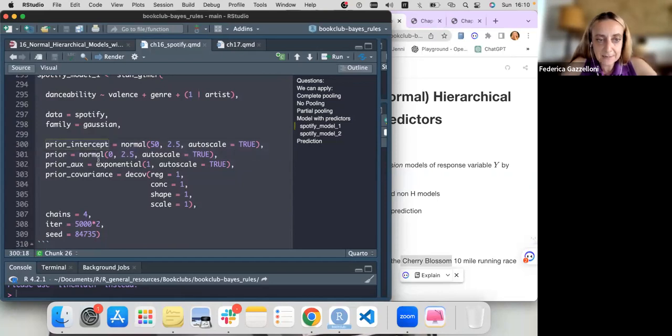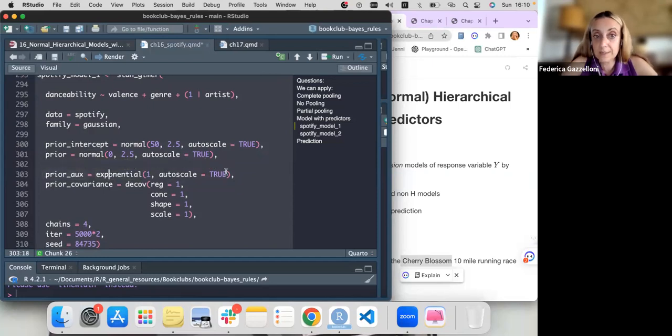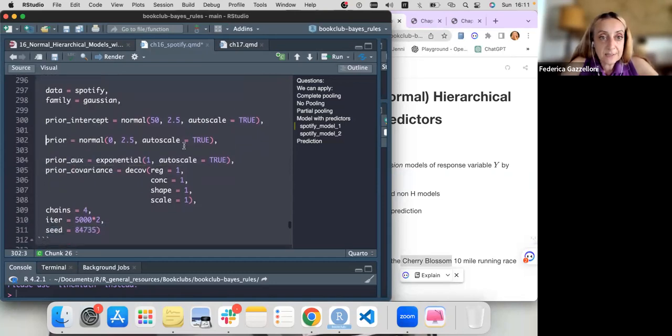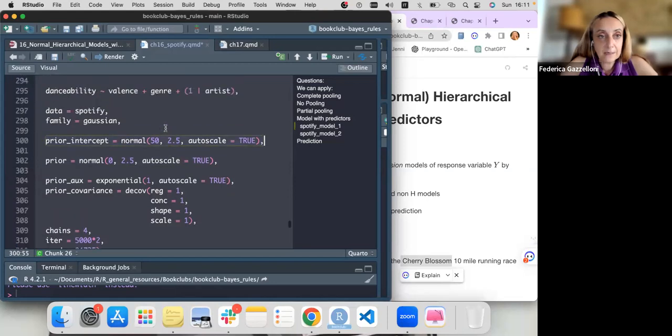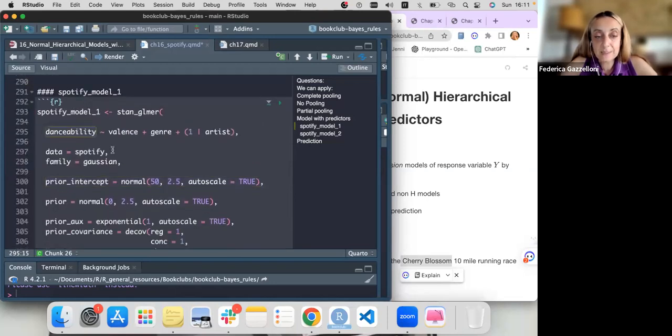We have the prior intercept, a footer prior, and the prior aux, which is the exponential. Then this is what we already put in the other model as well. But as you can see, there is a double prior here, which changes just the mean value. So this is the centered, and this varies within the danceability, so the response variable.